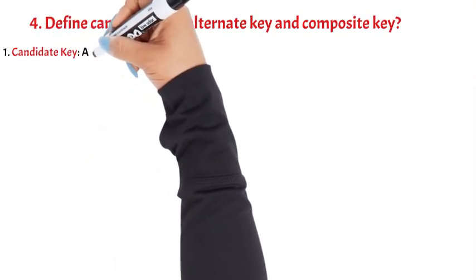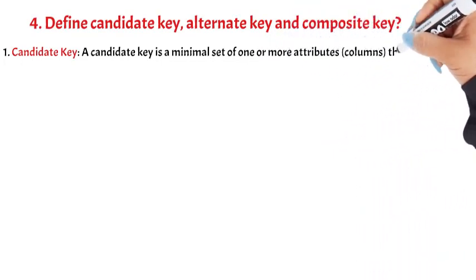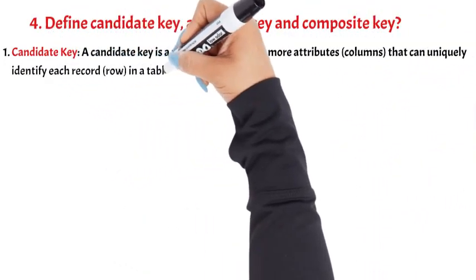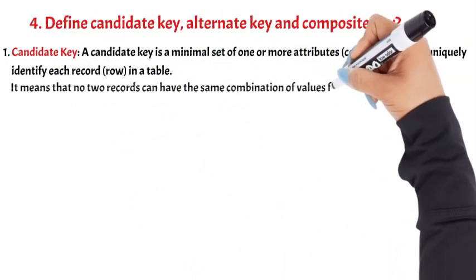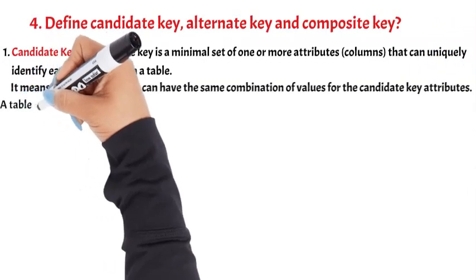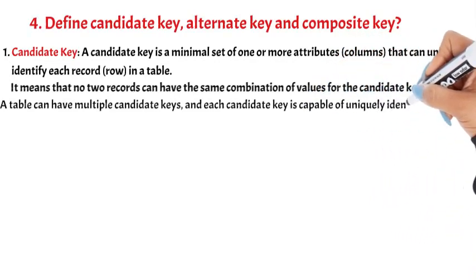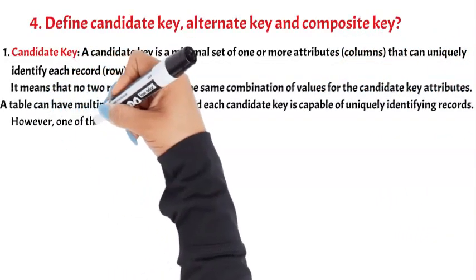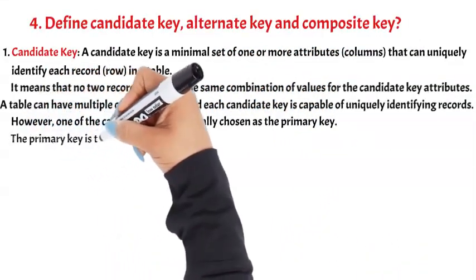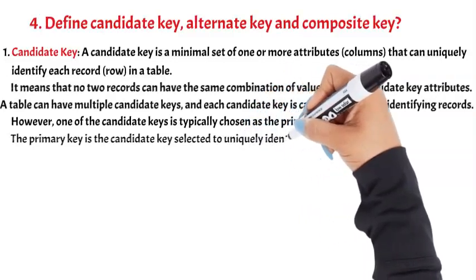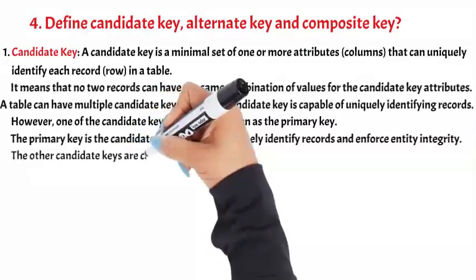1. Candidate key. A candidate key is a minimal set of one or more attributes (columns) that can uniquely identify each record (row) in a table. It means that no two records can have the same combination of values for the candidate key attributes. A table can have multiple candidate keys, and each candidate key is capable of uniquely identifying records. However, one of the candidate keys is typically chosen as the primary key. The primary key is the candidate key selected to uniquely identify records and enforce entity integrity. The other candidate keys are called alternate keys.